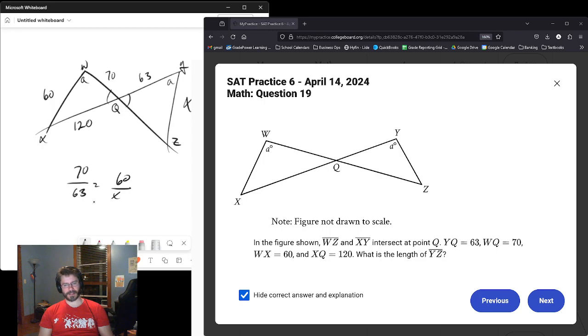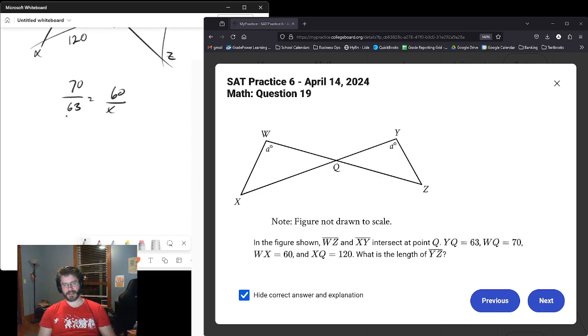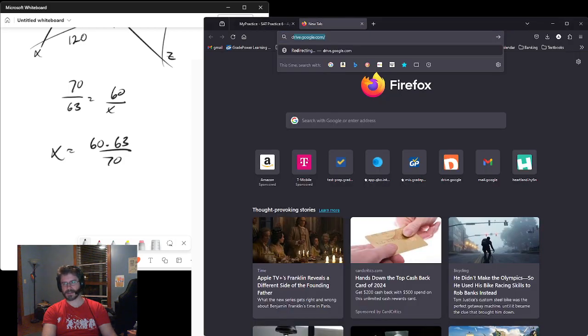Do some cross multiplying, and we should get our answer. So let's go ahead and do that. 70x, divide the 70 back. So x equals 60 times 63 divided by 70. Get a calculator pulled up here. Pull up legit Desmos.